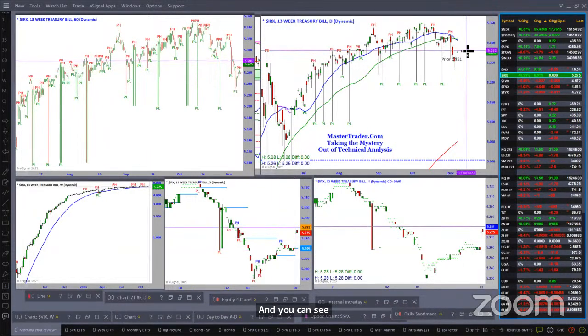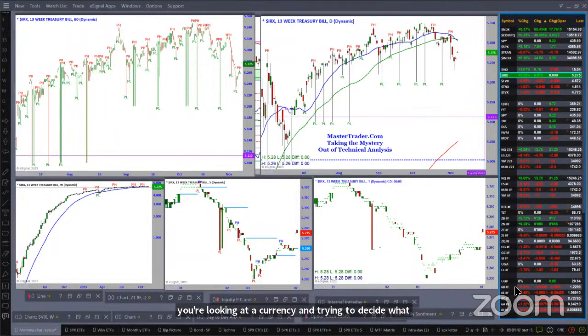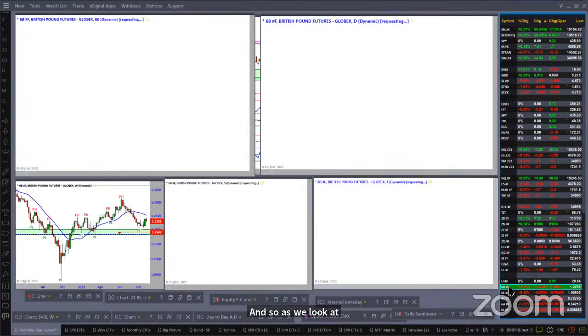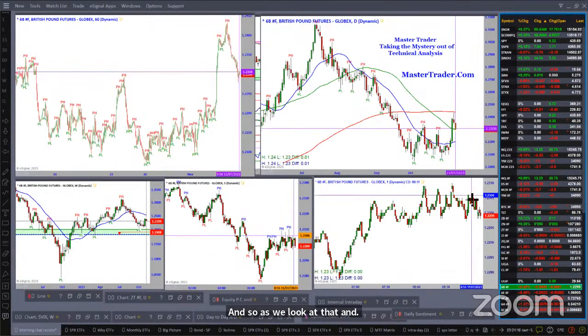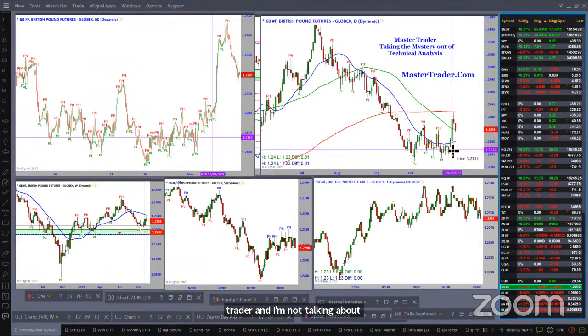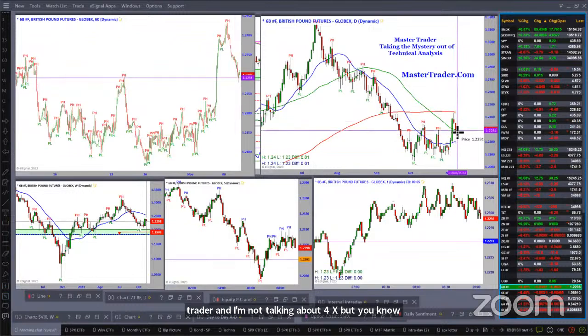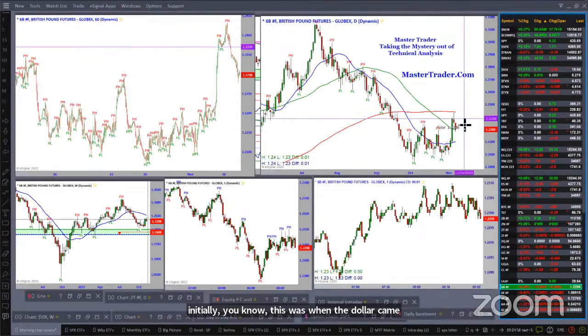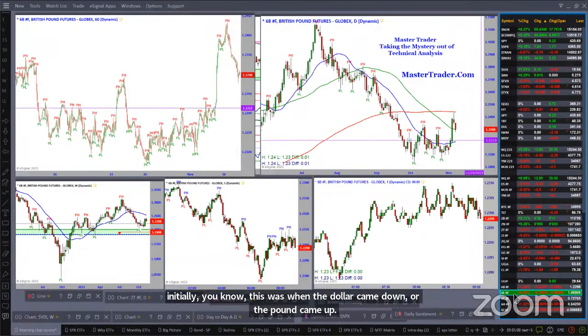So it's one of the things to look at when you're looking at a currency and trying to decide what it might do. And if you're a currency trader, and I'm not talking about Forex, but better to trade the futures, you can see initially, when the dollar came down, the pound came up and it's backing off a little bit.